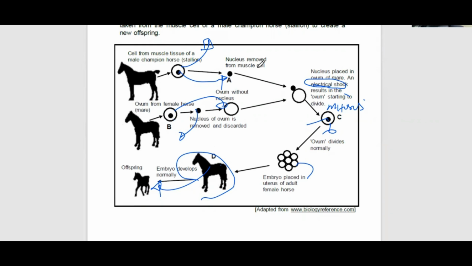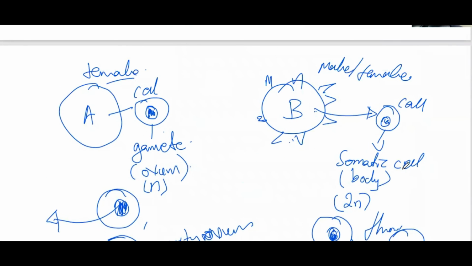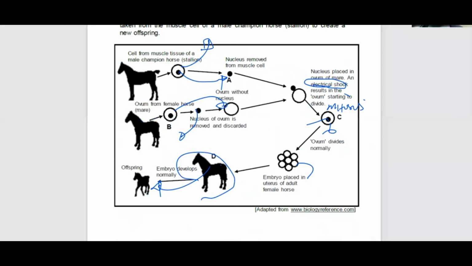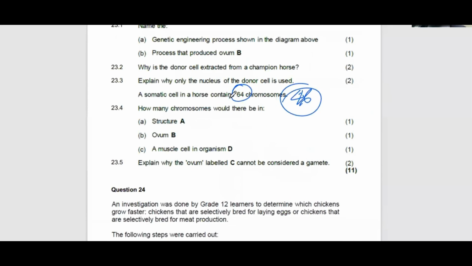But remember, this is a somatic cell because it's a muscle cell. Don't forget that I explained this is 2N, diploid. Since it's diploid, the number of chromosomes they give here is 64. So the diploid is going to be 64 and the haploid is going to be 32. So here the chromosome number is going to be 64.